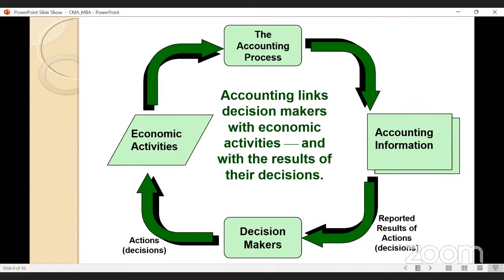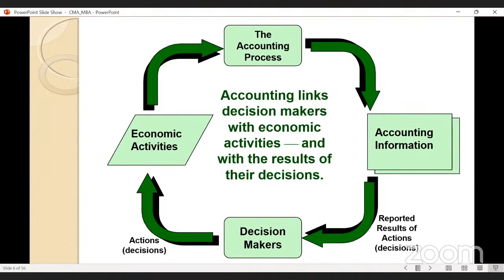Reported results like income statement, your position statement, cash flow statement. Okay, so simply we can say financial statement. So these reported results are the end results, or you can say output of the accounting. By taking this output of the accounting, that is reported results of actions, decision makers will take their decision.